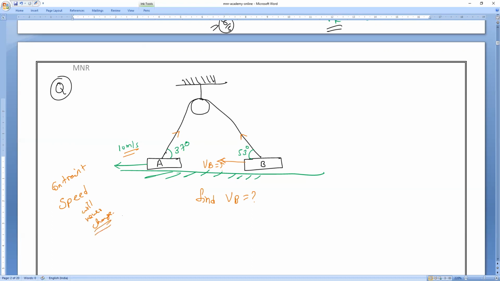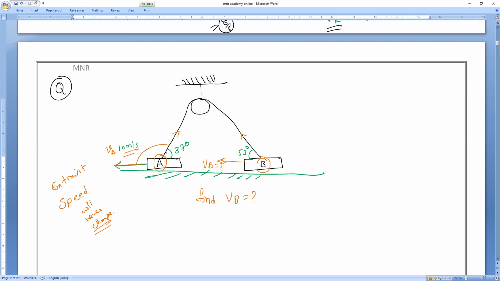So as its speed will never change, in the sense of what? The speed of this body is equal to the speed of this body. Am I right or wrong, everybody? Please respond, all of you. Yes. So the speed of this body is VA. So I will form the component, as this body is moving in this direction.